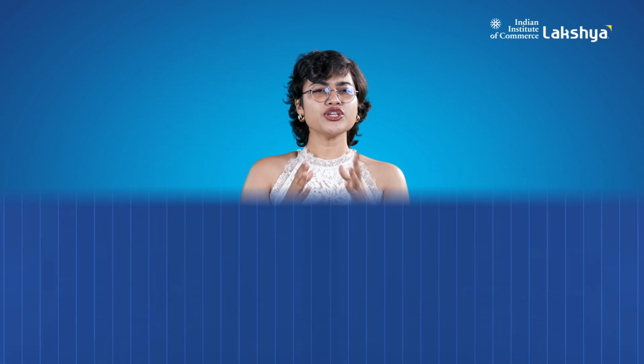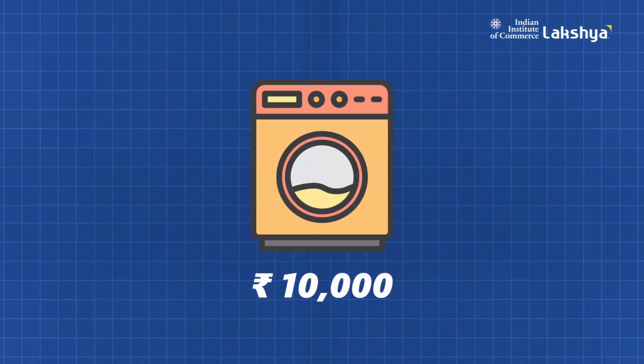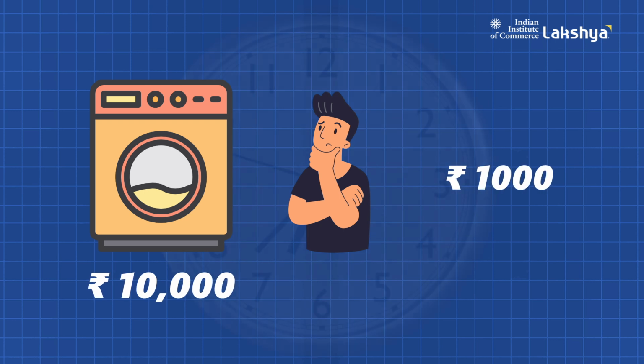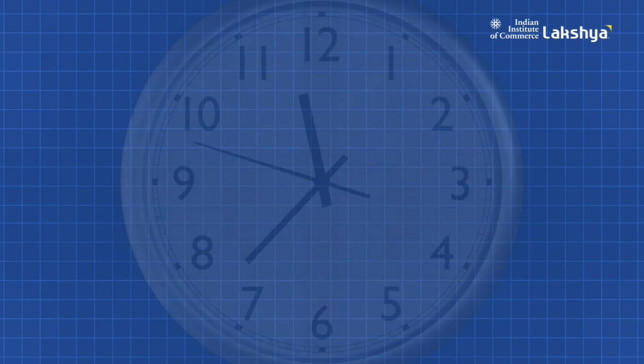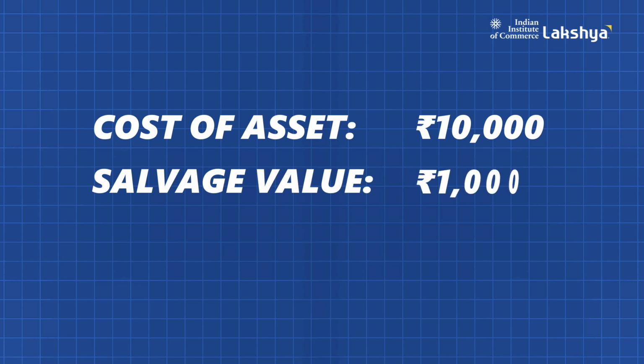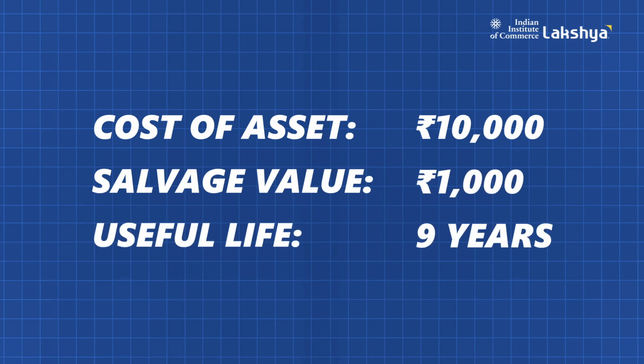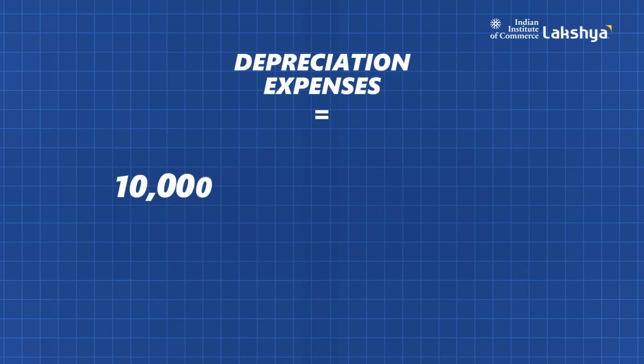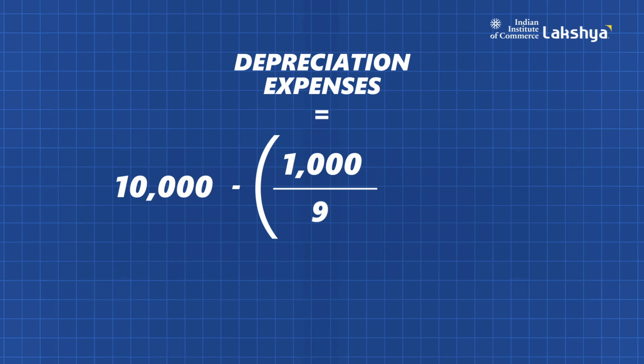For example, imagine you buy a machine for 10,000 rupees. You expect it to be worth 1,000 rupees at the end of its life and plan to use it for another 9 years. Using the formula, cost of asset equals rupees 10,000, salvage value is rupees 1,000, and useful life is 9 years. So, the annual depreciation expense is 10,000 minus 1,000 divided by 9, which will give you 1,000. You record rupees 1,000 as depreciation expense for the machine each year. This helps spread out the cost of the asset evenly over its useful life.